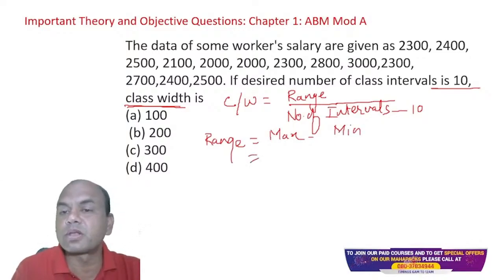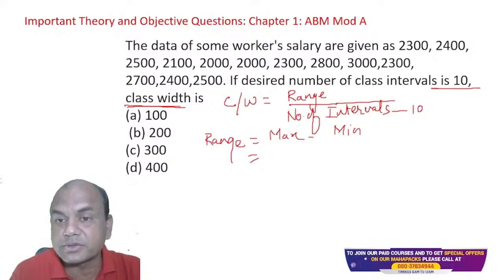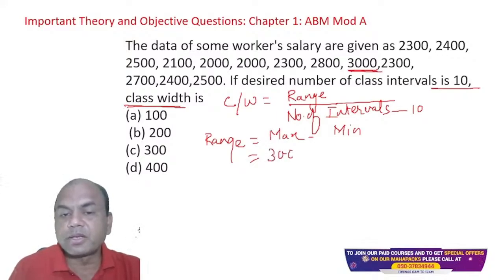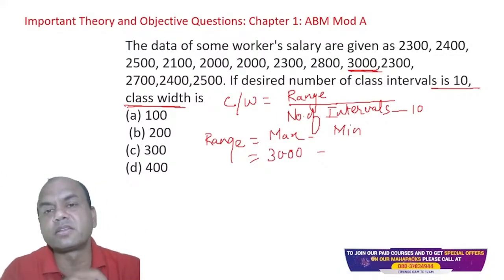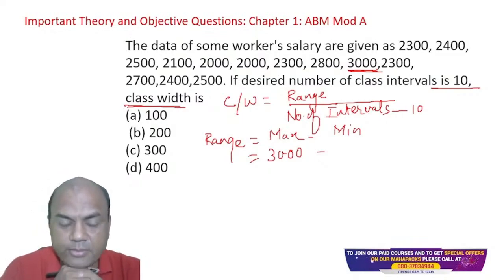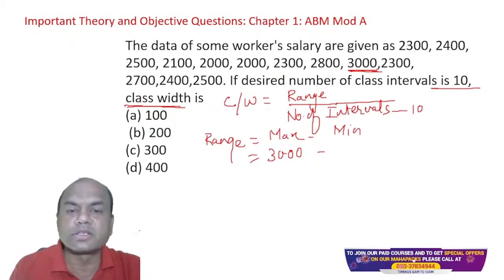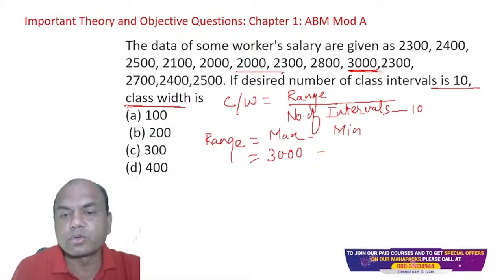What is the maximum number over here? 2300, 2400, 2500, 21, 2000, 2000, 23, 28, 3000, 23, 27, 24, 25. 3000 is the maximum number, isn't it? So 3000. What is the minimum number then? Type in the comment section, everyone. Minimum number is 2000, correct? This is the lowest number. So range is 3000 minus 2000, so 1000.